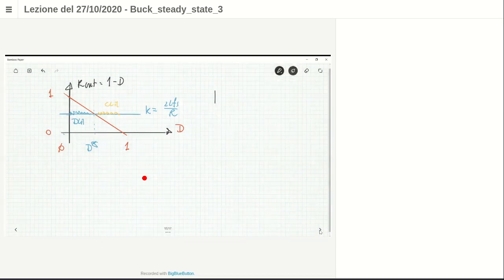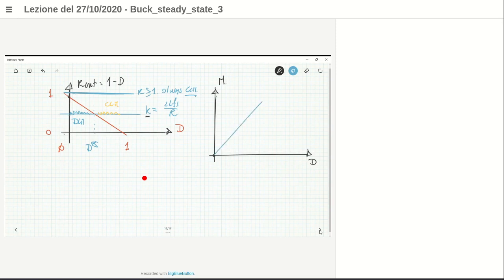Okay? So if you look at the M curve with respect to the duty cycle, if K is higher than 1, for example here, then you are always in CCM. And if you are in CCM, M is equal to D. M equal to D means that you have a slope which is 1 here. Okay? This happens in CCM.